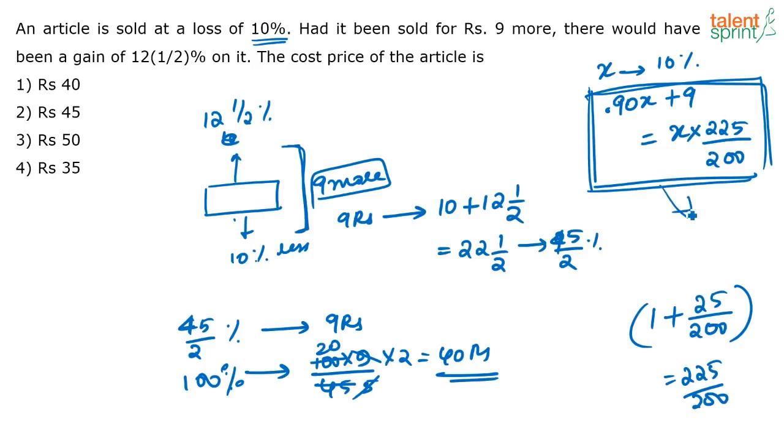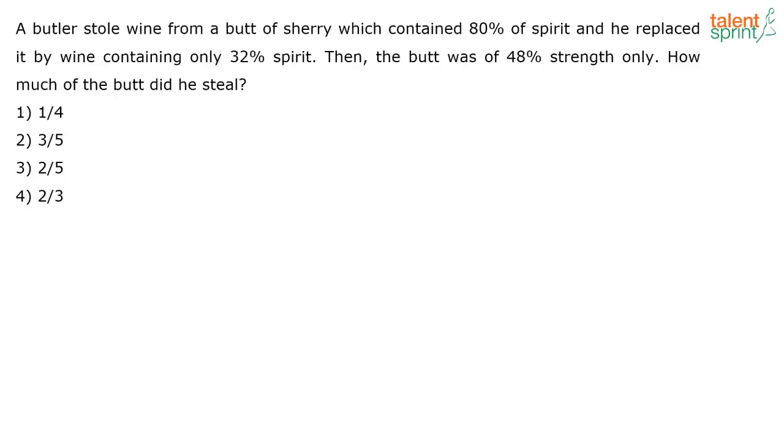But in that method you have to solve an equation, right? This is easier. Using this cross multiplication, you will get the answer faster. So the correct answer here will be option 1, that is 40. Is it clear now? Next one.